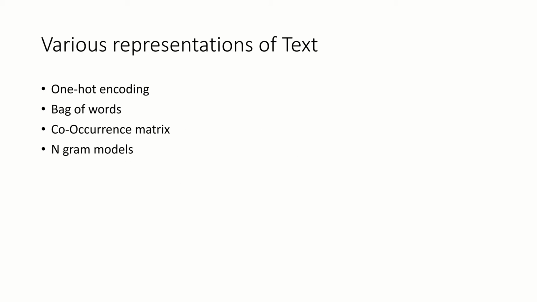Before talking about word embeddings, I would like to talk about different kinds of representations of text. A machine cannot understand raw text. We cannot feed raw text directly as an input to the machine because it can only understand binary form, that is zeros and ones. So these are different kinds of representations: one hot encoding, bag of words, co-occurrence matrix, and n-gram models.